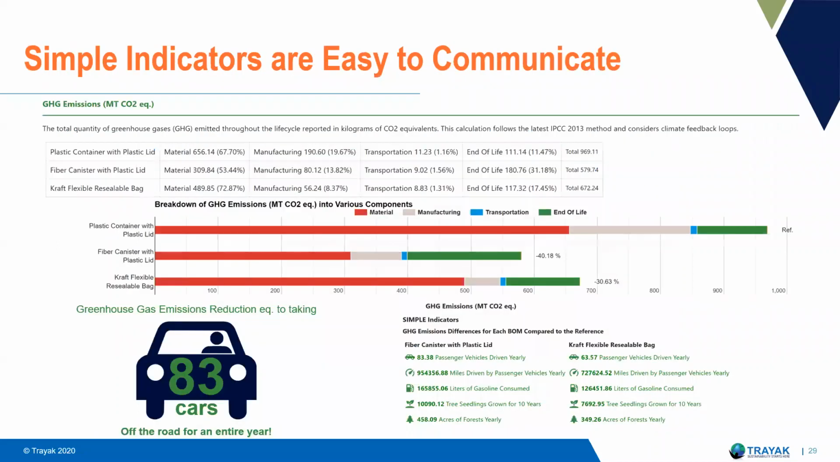And if we look at this further, here's just a screen grab of the LCA results. You can see that we have everything broken down into the 4 main phases of the life cycle. So material, manufacturing, transportation, end of life. And then you can also see what we call these simple indicators. So instead of communicating results to stakeholders or to your team in terms of, we're saving this many kilograms of carbon dioxide equivalents, you can say something like, this is the amount of carbon dioxide that would be the equivalent of taking 83 cars off the road for an entire year.